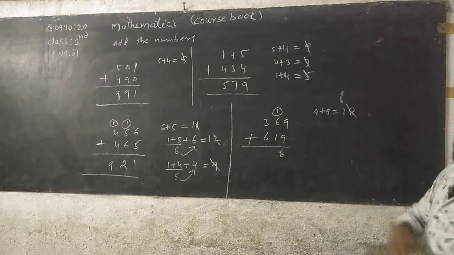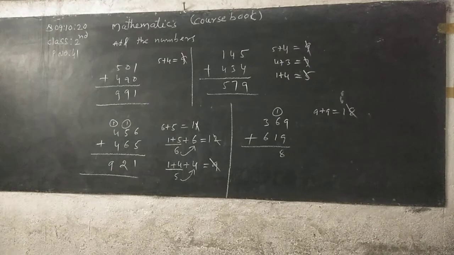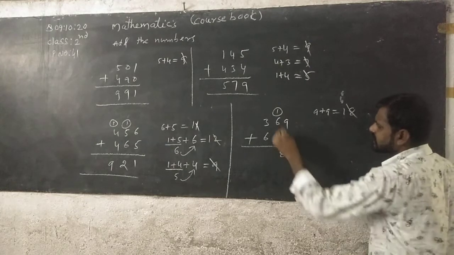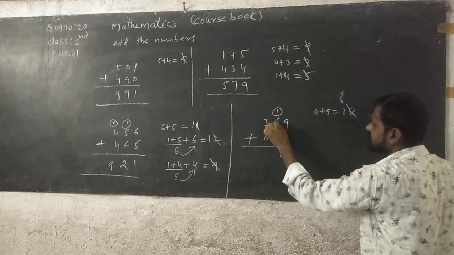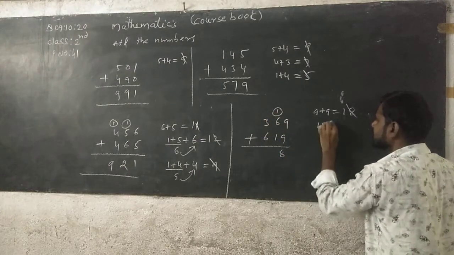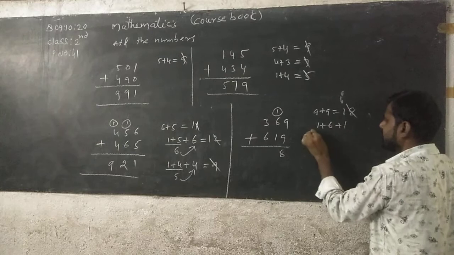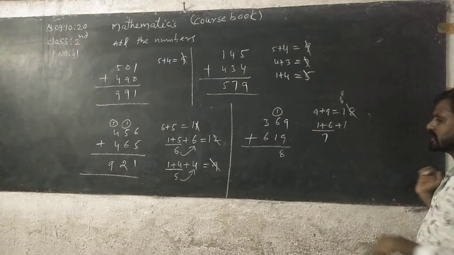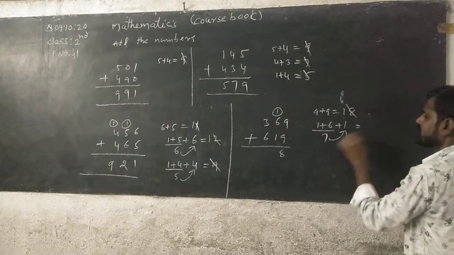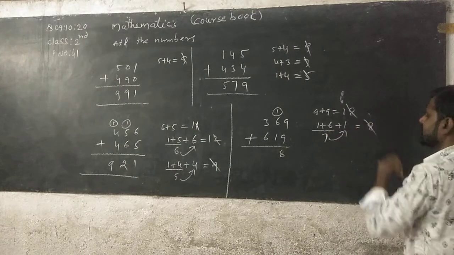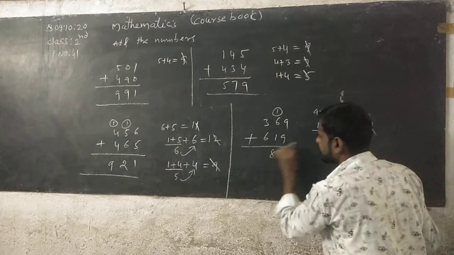Because next we add the digits in tens place. See here, you can add the digits in tens place along with the carrying: 1 plus 6 plus 1. 1 plus 6, you can get 7. Next 7 is added to 1. 7 plus 1, you can get 8. Write down 8 under tens column.